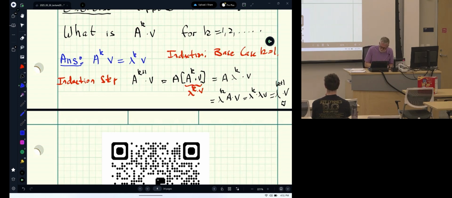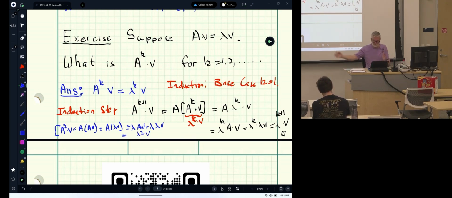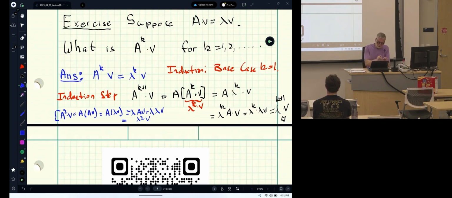And, you know, A squared times v is A times Av, A times lambda v equals lambda Av equals lambda lambda v equals lambda squared v. So as you take the v through, it just keeps turning into a lambda, and you multiply all the lambdas out, and you get lambda to the k. So the induction proof is short, but I think you really need to write out A cubed, A to the fourth, a couple times.